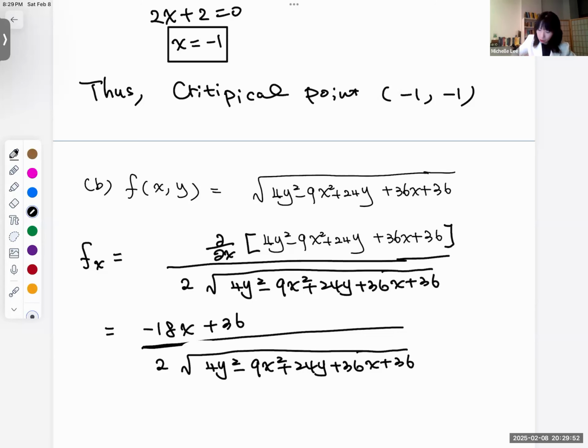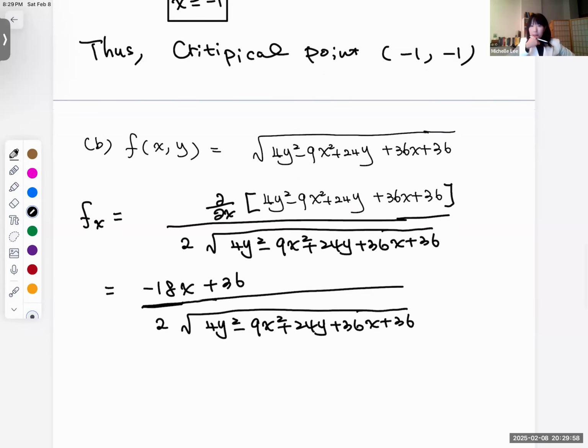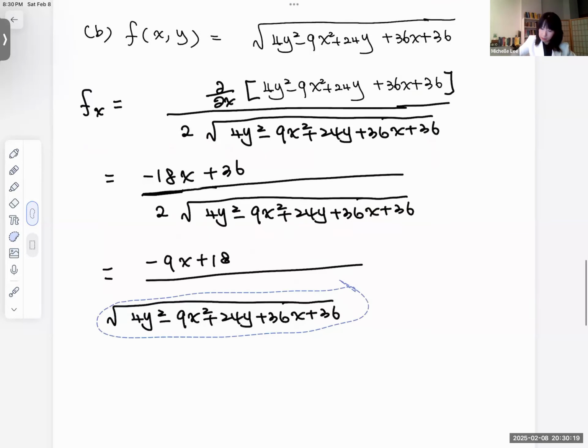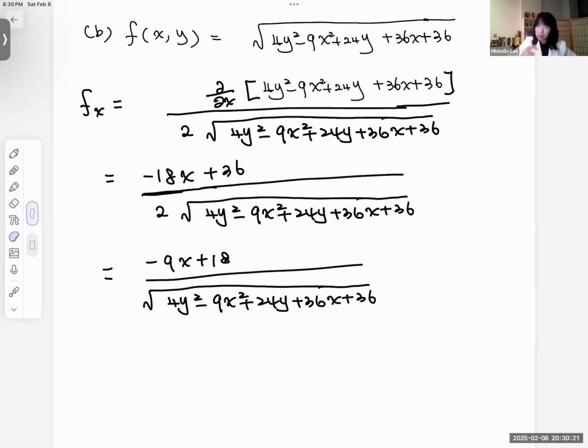Okay, then we can simplify the 2, right? So a little bit ugly. So 2 goes to negative 18, 9, and 18. So we will get negative 9x plus 18 over that, right? Okay, paste. Okay. This is the one.